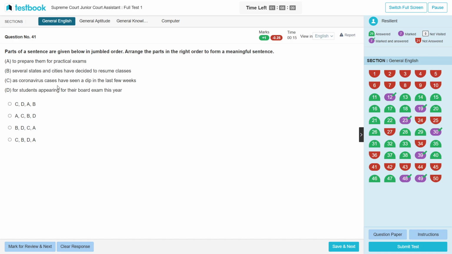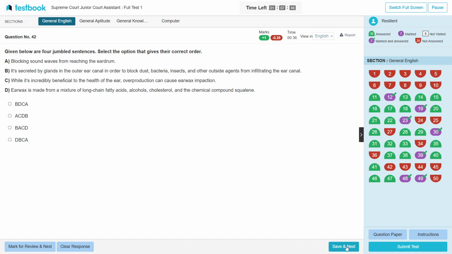As coronavirus cases have seen a dip in the last few weeks, several states and cities have decided to resume classes for students appearing for their exam this year, to prepare them for the exam.